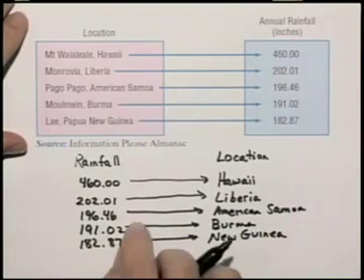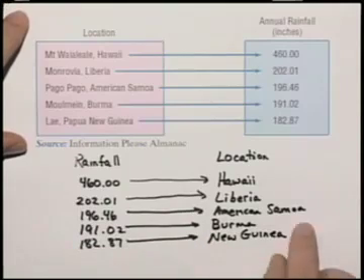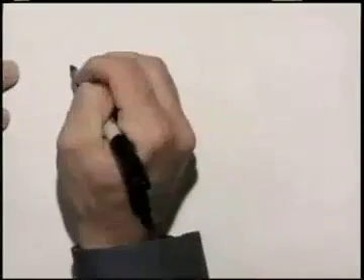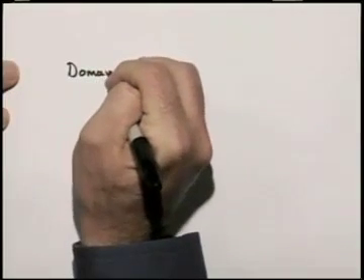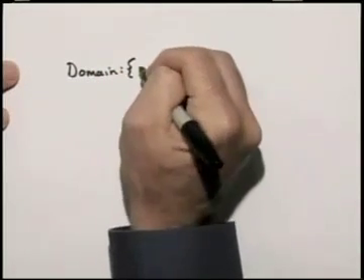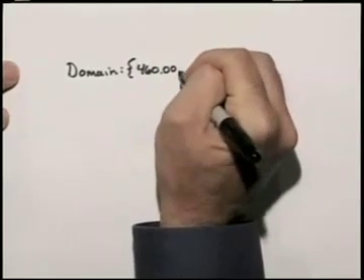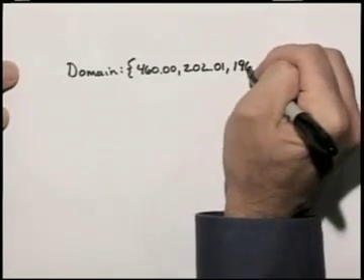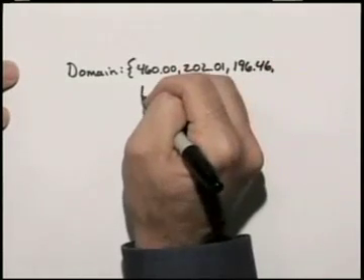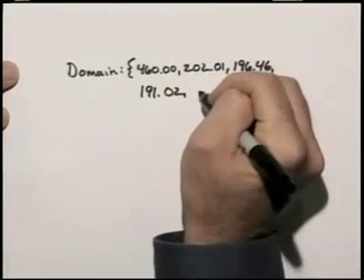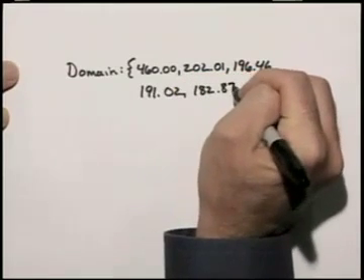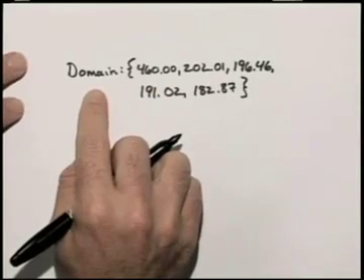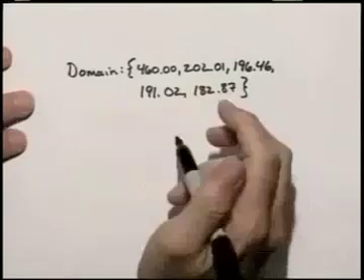The domain is going to be the set of all rainfalls. The range is going to be the set of all locations. So when I write the domain of the inverse, it's going to be 460 inches, 202.01, 196.46, 191.02, and 182.87. Notice that the domain of the inverse is the same as the range of the original function.